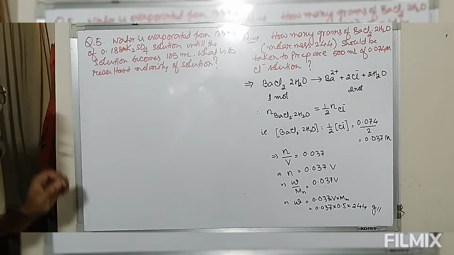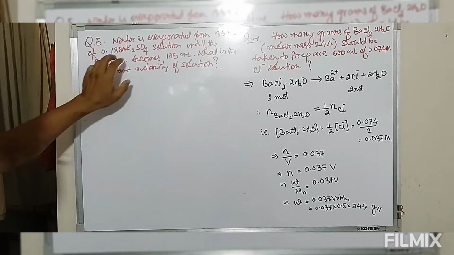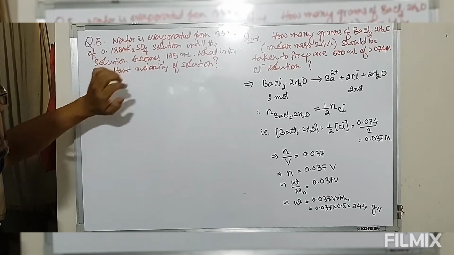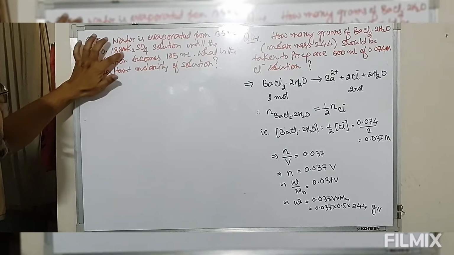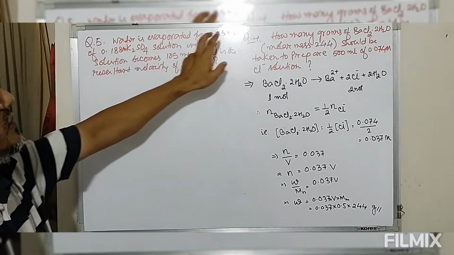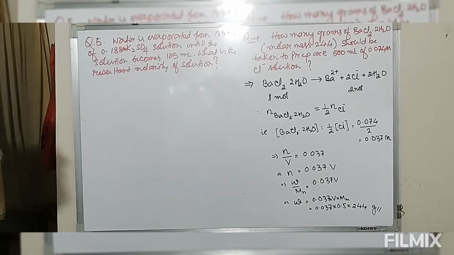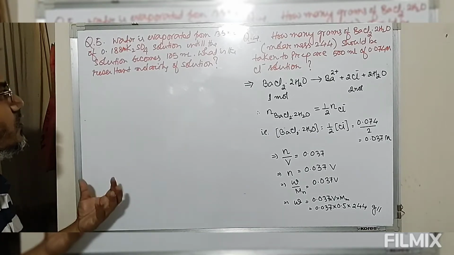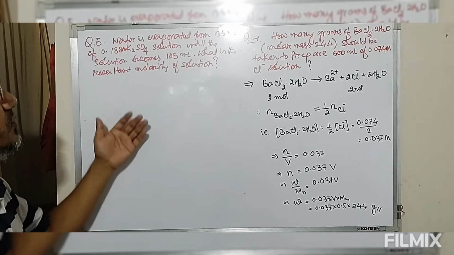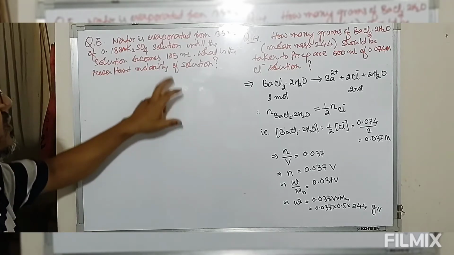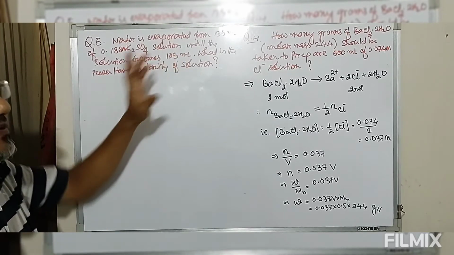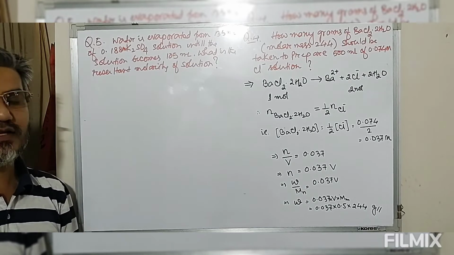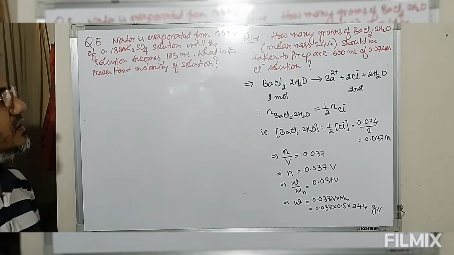Now let's look at the next problem. We have a solution of potassium sulfate whose initial concentration is 0.188 molar. The initial volume of the solution is 135 ml. Now the solution is evaporated, so that some water is removed, and the final volume comes out to be 105 ml. So what is the final concentration of the solution?